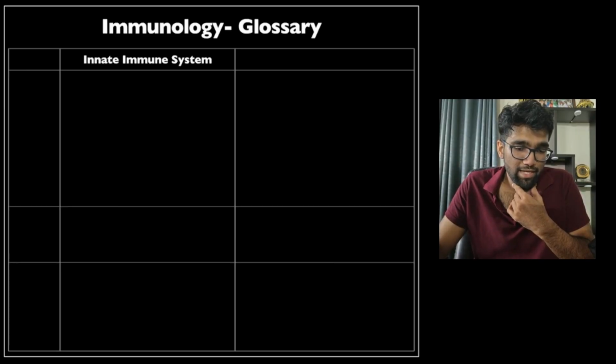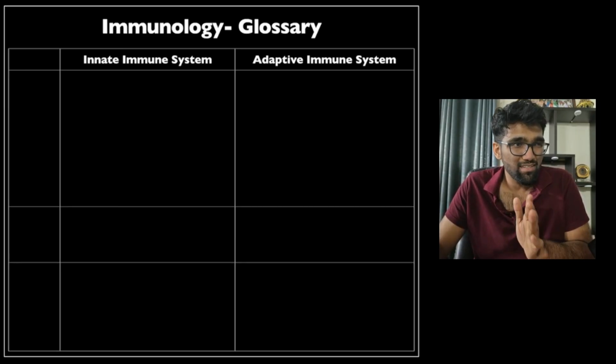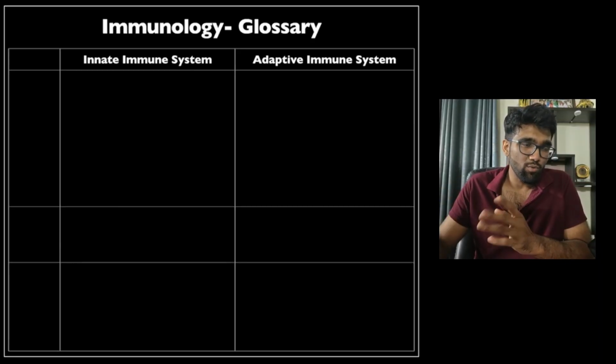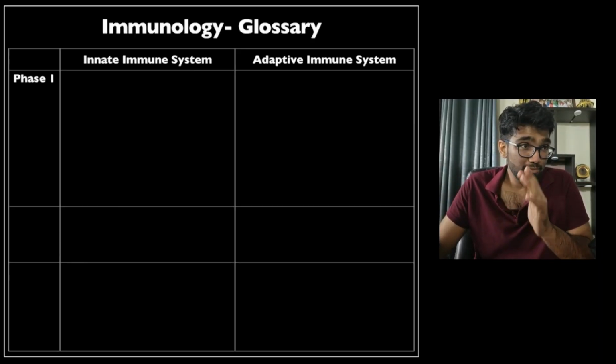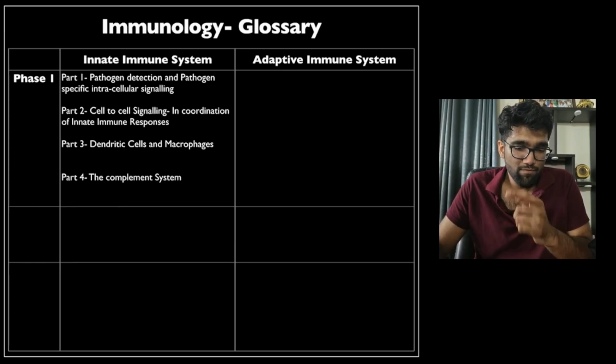So again, the innate immune system and adaptive immune system, I'll be dividing them slightly because the topics are essentially non-overlapping. So I'll be taking this in five or six phases. For the first phase, I'll be talking about pathogen detection and pathogen-specific signaling in the innate immune system. Then in part two, I'll talk about cell to cell signaling. As we saw, the second circuit that we discussed was the first cell interacting with the second cell, so how that signaling occurs from the first cell to the second cell.